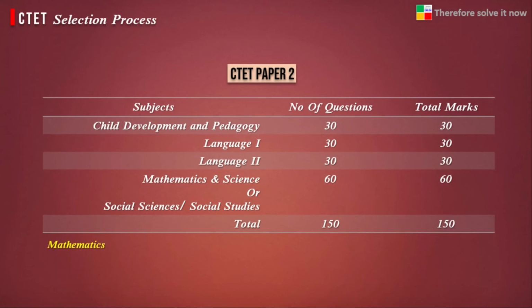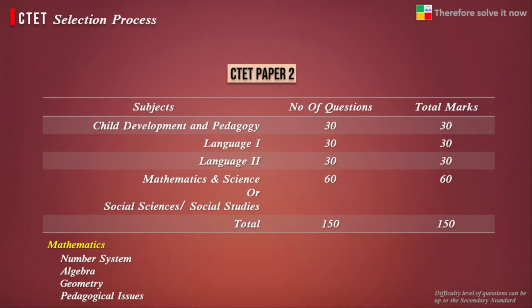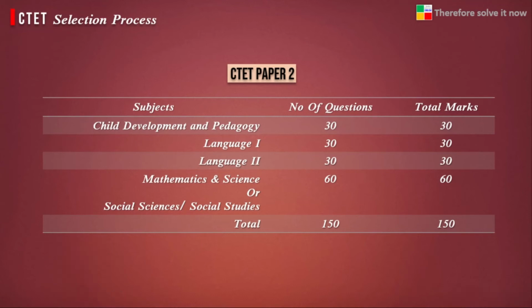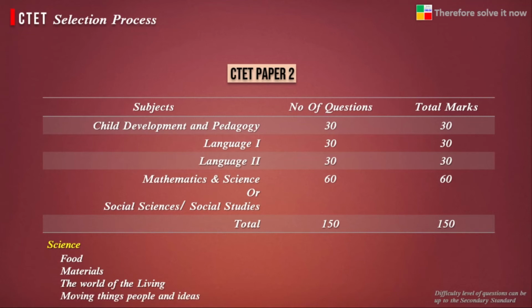In mathematics, you have to read number system, algebra, geometry and pedagogical issues. Here the difficulty level of questions can be up to secondary standard. In science, you have to read food, materials, the world of the living, moving things, people and ideas, how things work, natural phenomena, natural resources and pedagogical issues. Here the difficulty level of questions can be up to secondary standard.